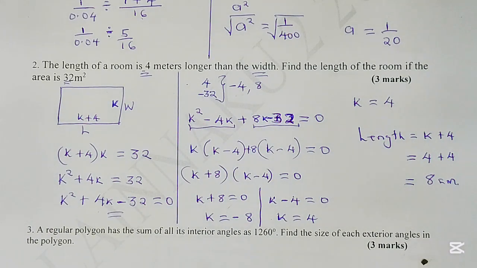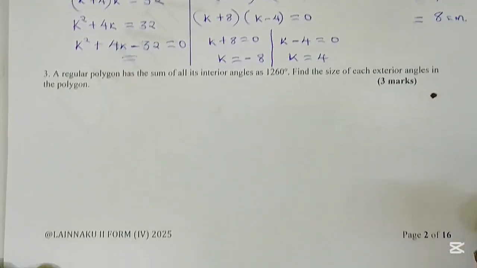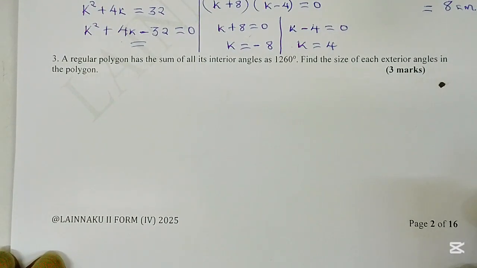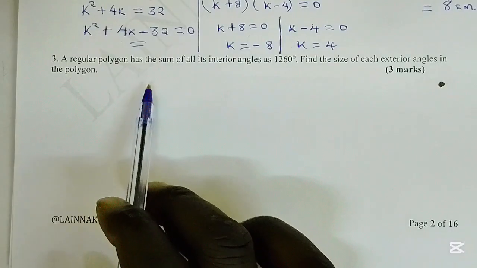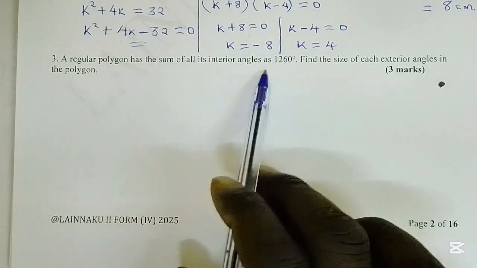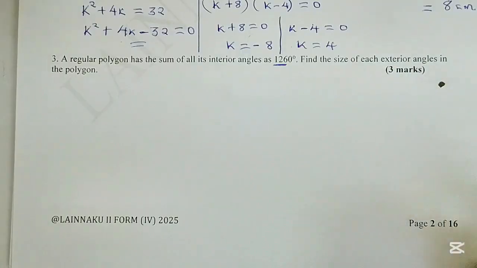Now, going ahead, we can look at question 3. Now, this one is a regular polygon. The sum of its interior angles is 1260. So they want us to find the size of each exterior angle.